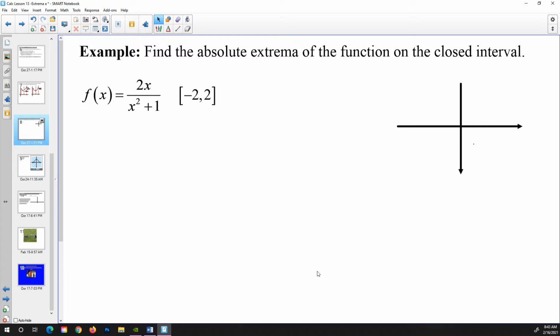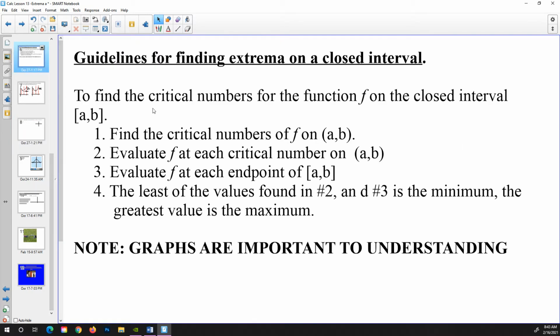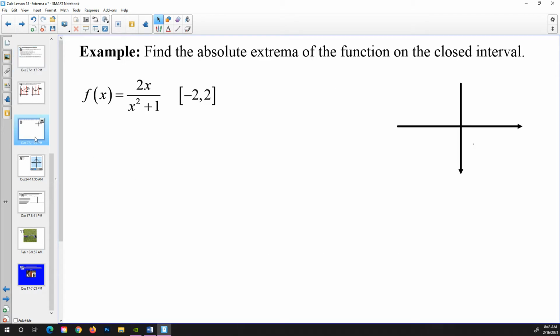Okay, so for this example, we're going to find the absolute extrema of the function over the closed interval. We have this function f of x is equal to 2x over x squared plus 1, and we're going to find the extrema over the closed interval -2 to +2. So we're going to follow the guidelines for finding extrema over a closed interval. First thing we want to do is find the critical numbers of f on a and b, and that is going to be the places where the first derivative is either undefined or equal to 0.